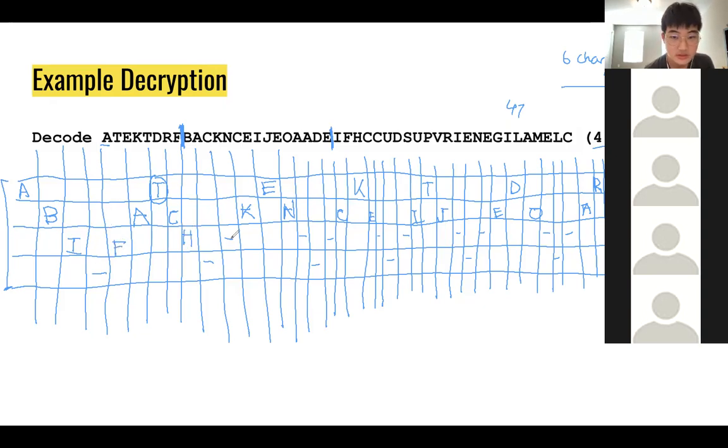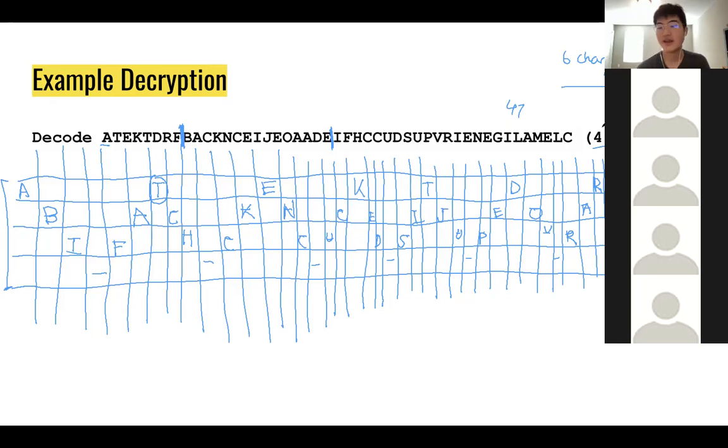So I, F, H, C, C, U, D, S, U, P, V, R. Yeah, and obviously if you're working with limited space like we are here, it does become a little bit hard to see. So you might want to use a really big piece of paper or just write small but neatly in the beginning when you start this.